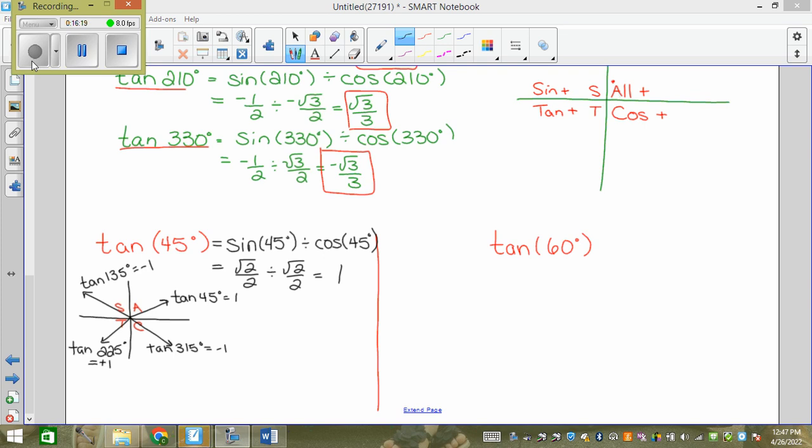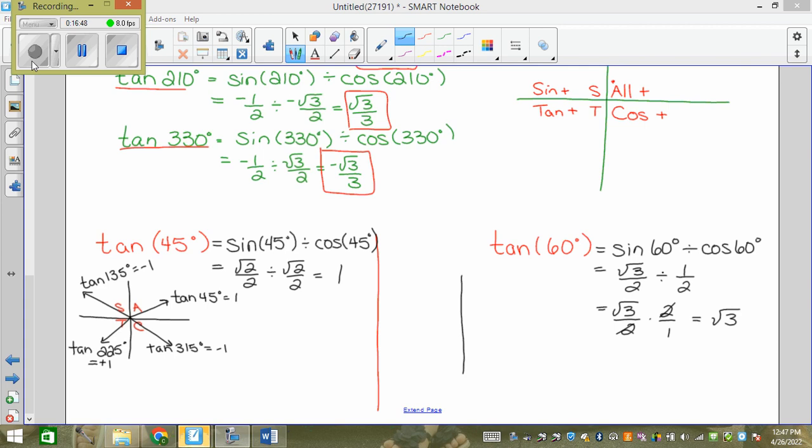Okay, tan of 60. Tan 60 is sine 60 divided by cos 60. Sine of 60 is root 3 over 2. Cos of 60 is a half. So I have to flip it. Root 3 over 2 times 2 over 1. The 2's cancel. I'm just left with root 3. So it's actually the nicer one because you don't have to rationalize any denominators. But let's talk about all the 60-degree references we can hit.